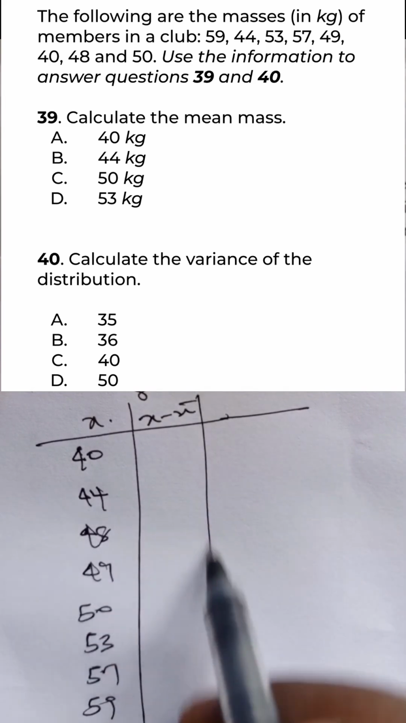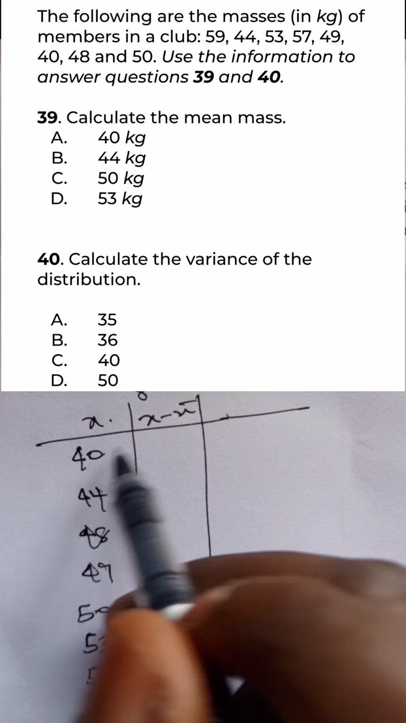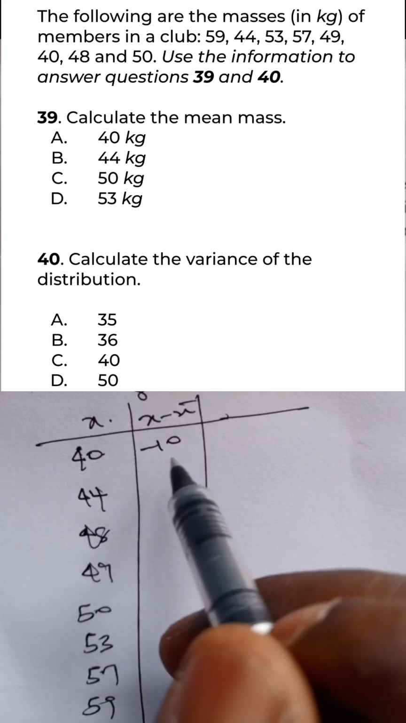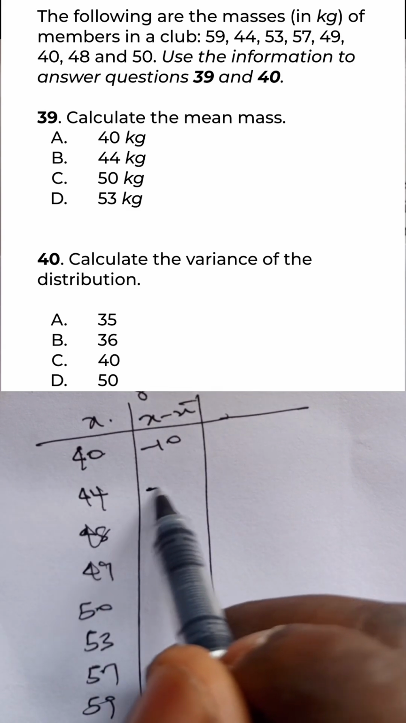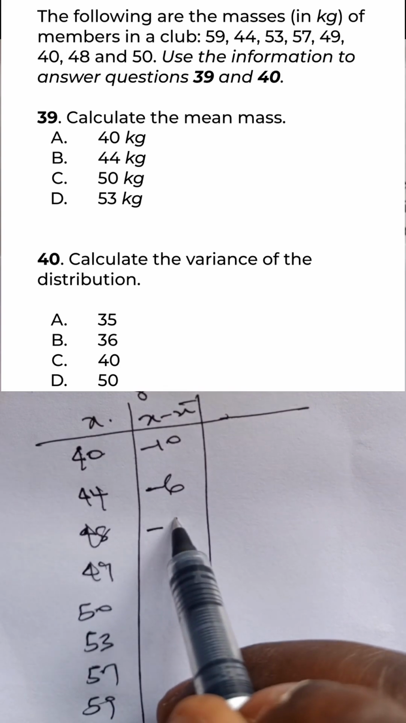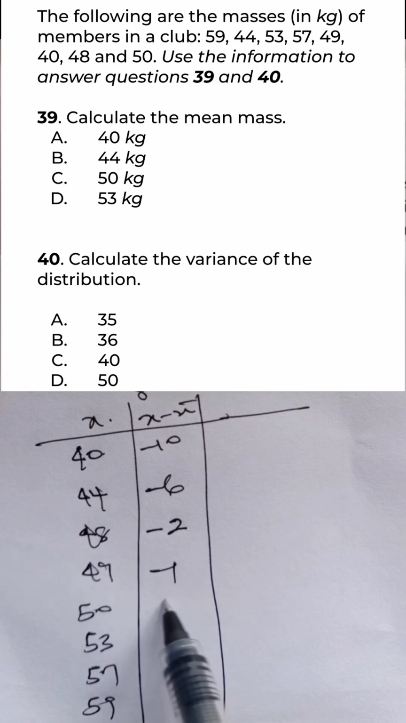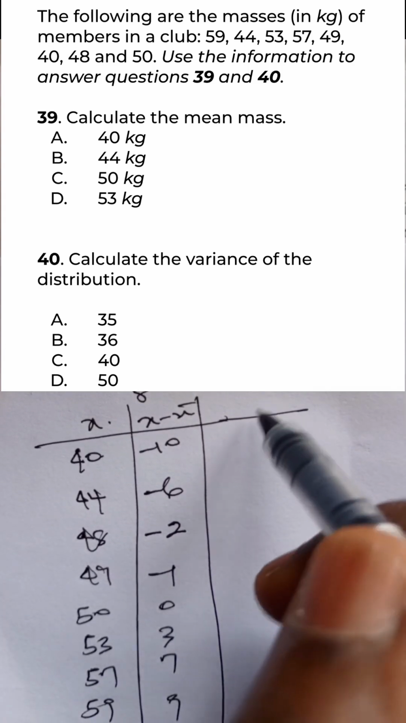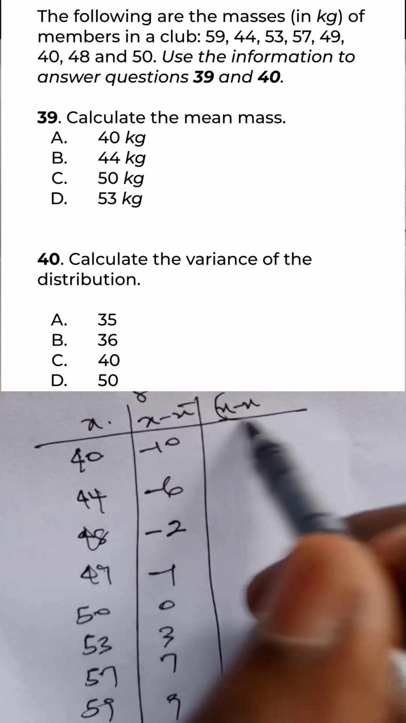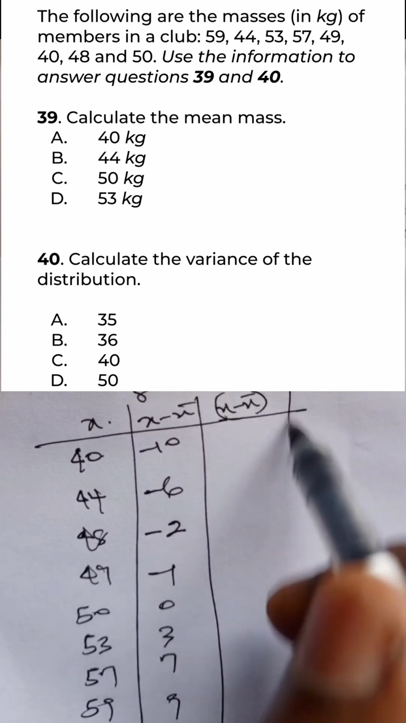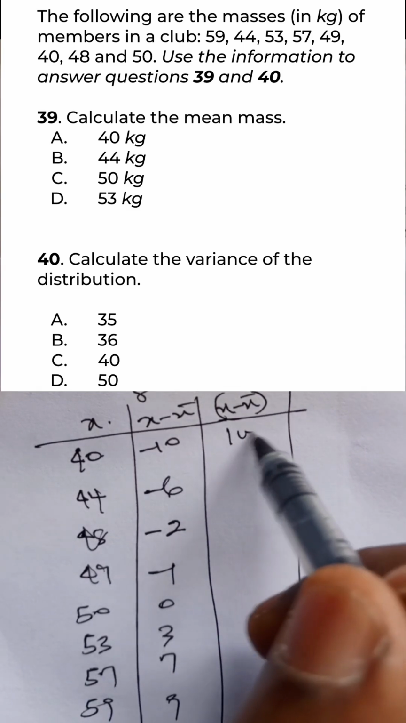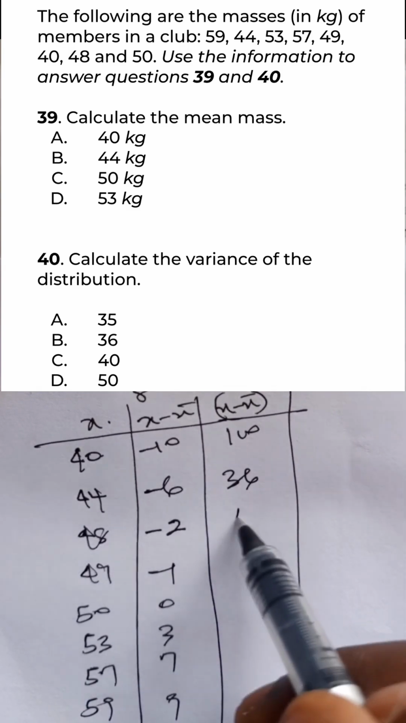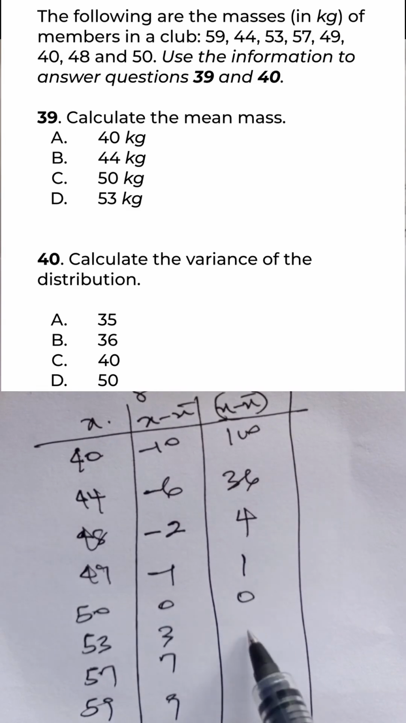Remember that our x bar, which is the mean, is 50 kg. So when you subtract, we have 40 minus 50, which gives us minus 10. This will be minus 6, minus 2, minus 1, 0, 3, 7, 9. Then we need to calculate x minus x bar squared. When you square each of these, we have 100, 36, 4, 1, 0, 9, 49, and 81.